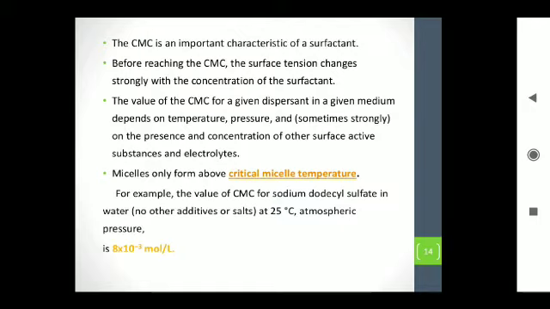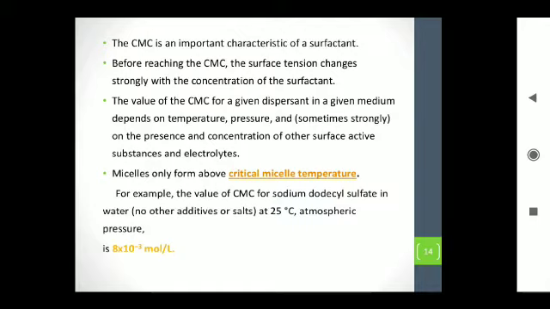CMC plays an important role in the characteristics of surfactants. Before reaching the CMC, surface tension changes strongly with the concentration of surfactant. As the concentration of surfactant increases, surface tension initially decreases. It reaches a constant value on further addition of surfactant.